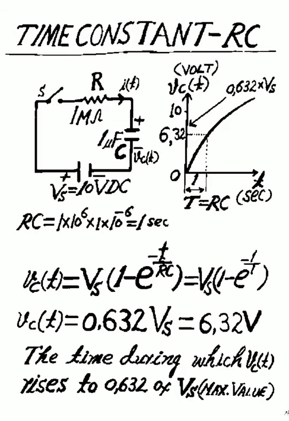Hello, time constant. Here one RC circuit is given. Resistance R is 1 megaohm, connected in series with a 10 volt power supply and a 1 microfarad capacitor C.